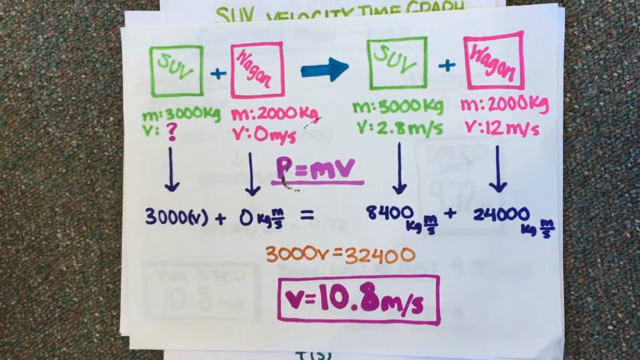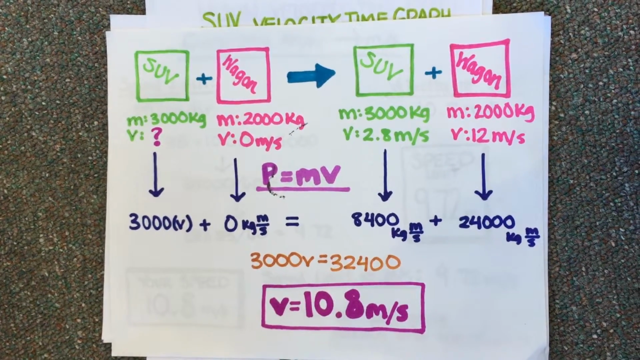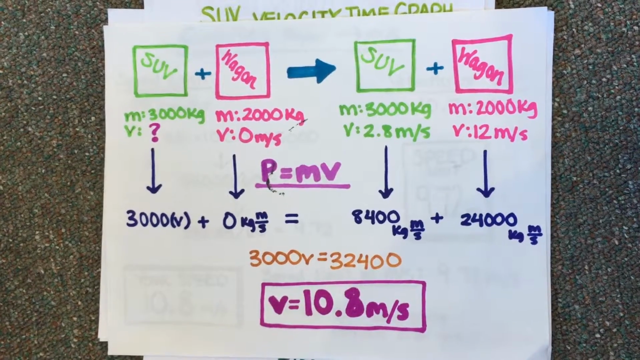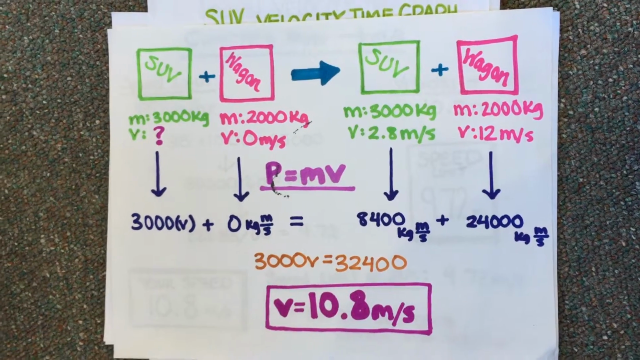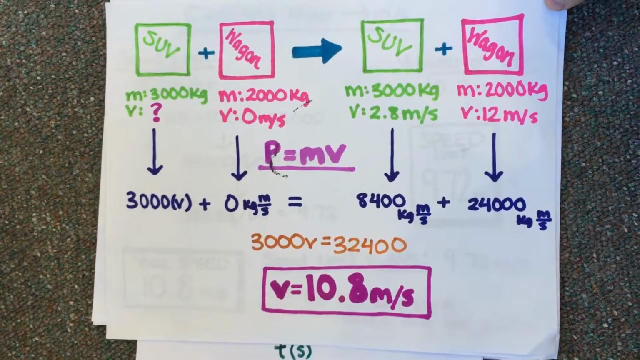To find the velocity of the SUV before the collision, we used a work energy diagram and showed the masses and velocities that we knew for each box. We used the equation P equals mv and then solved for v, and we got 10.8 meters per second.